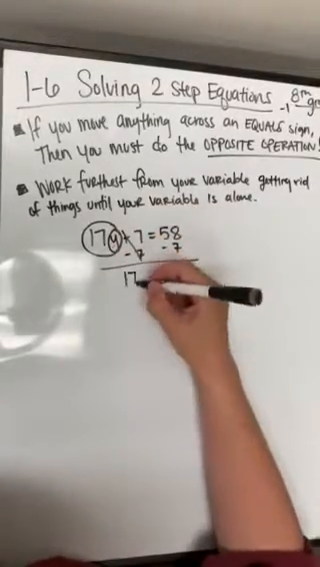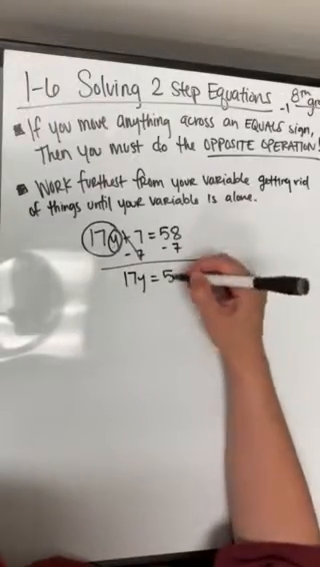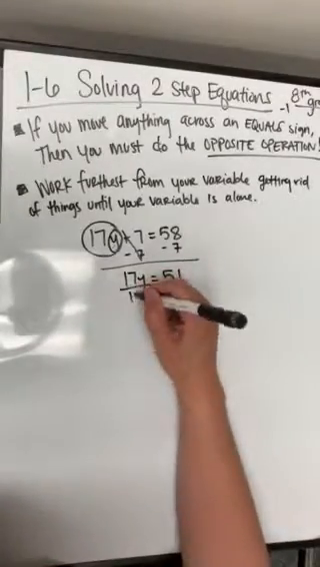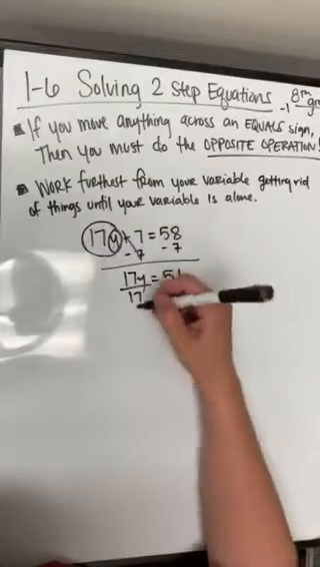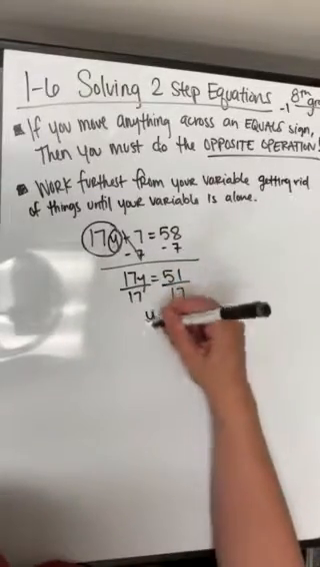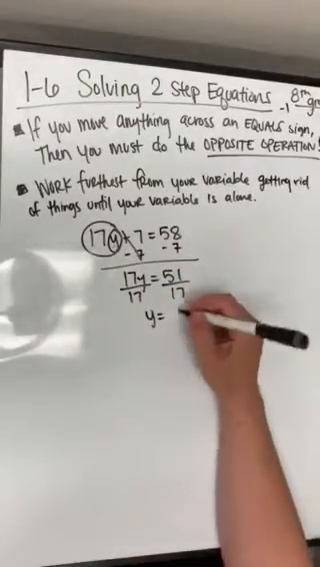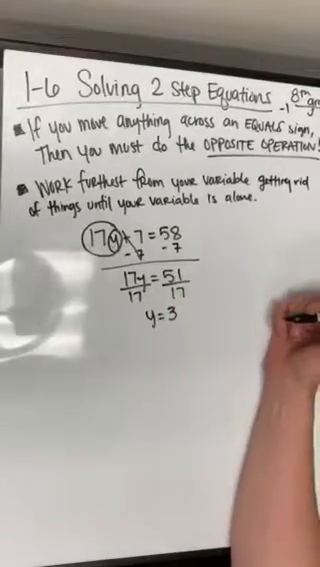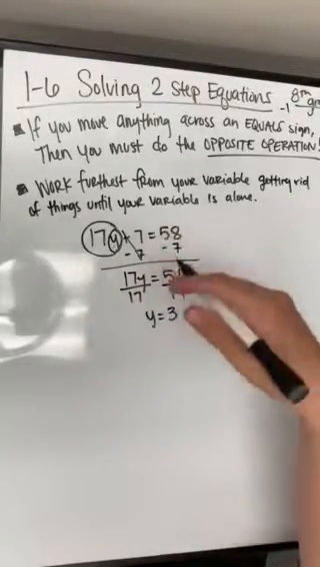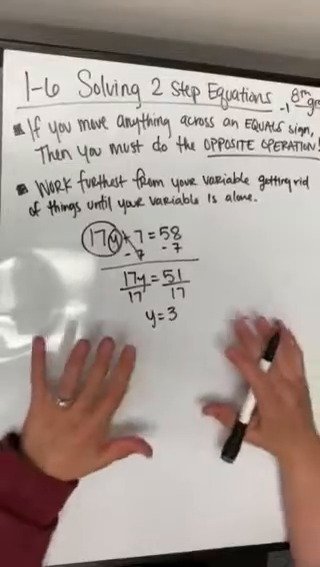And now we have 17y is equal to 51. Well, right now it's multiplying, so we divide by 17 and you'll get y is equal to 3. Just a little reminder of how we're doing it.